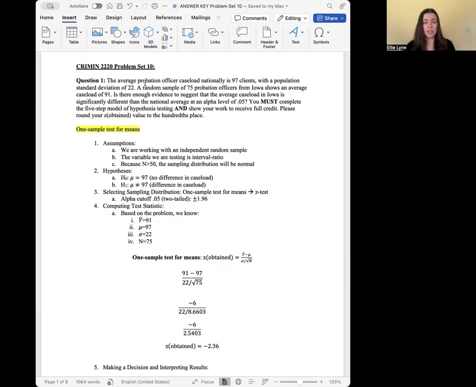So let's take a look here. We see that a caseload is a count, so it's a numeric number.